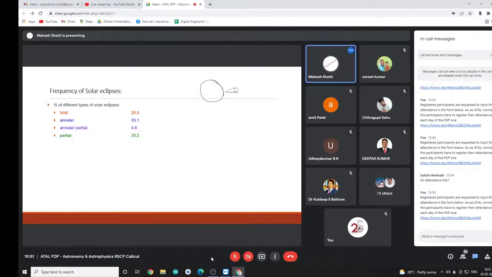Okay, it shouldn't be partial. Annular total eclipse. So what is happening is this: if the globe is like this on this side, and when the shadow is here, it is not reaching. When the moon is here, it is not reaching the shadow. But when the moon comes over here, it reaches the shadow. And when the moon goes over here, again it doesn't reach the shadow.